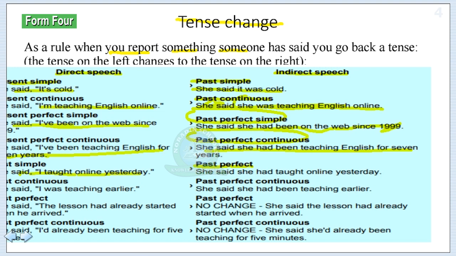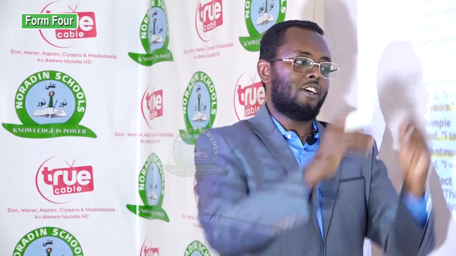What about the past continuous? I was teaching earlier. We're going to change past continuous to past perfect continuous. She said she had been teaching earlier. So this is past continuous and this is past perfect continuous. So if you have past continuous in your direct speech, you're going to change it into past perfect continuous.